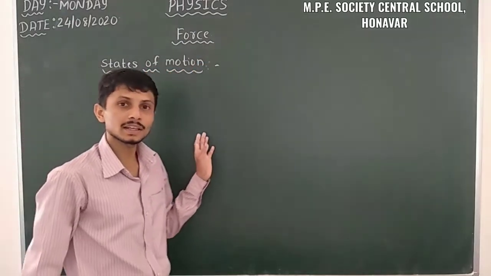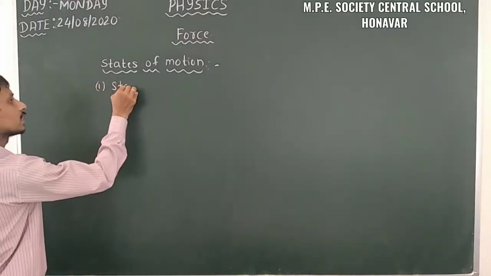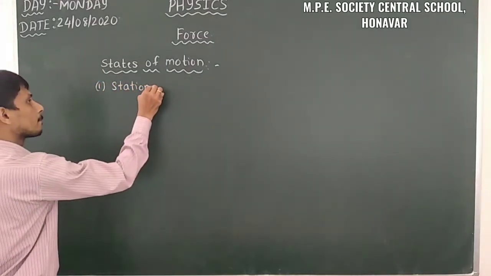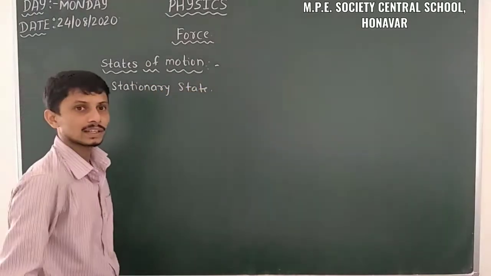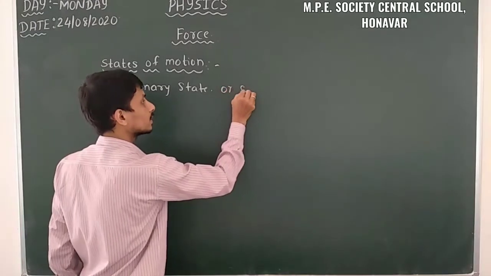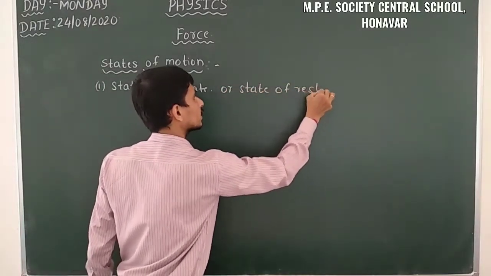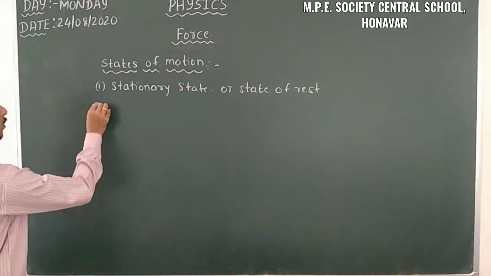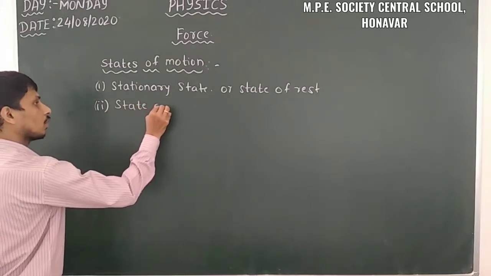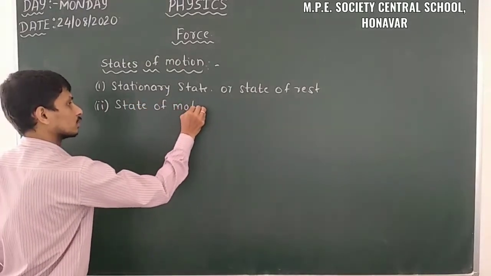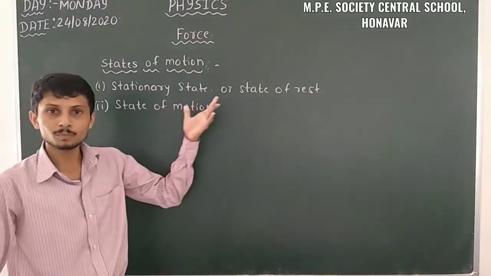Firstly, we take the stationary state, or we can say the state of rest. Secondly, the state of motion. So there are two states of motion.